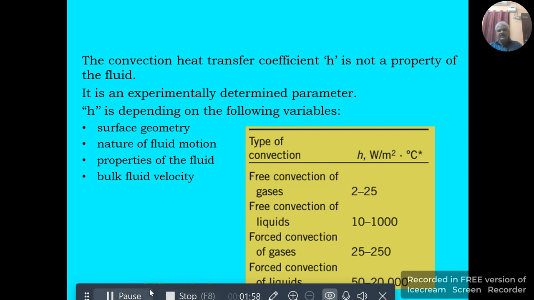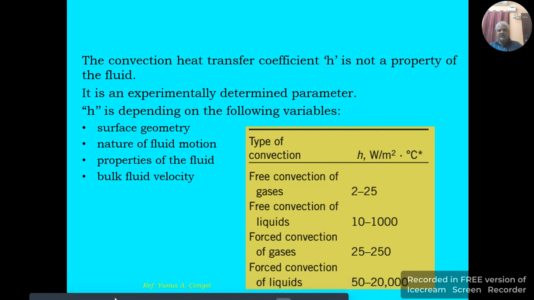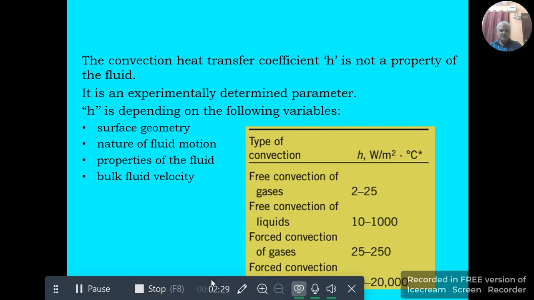Some of the values normally used for h: for free convection of gases it is close to 2 to 25 watt per meter square degree Celsius. For free convection of liquids, 10 to 1000. For forced convection of gases, it is close to 25 to 250, whereas for forced convection of liquids it is 50 to 20,000. These are typical values of h for free and forced convection of gases and liquids.